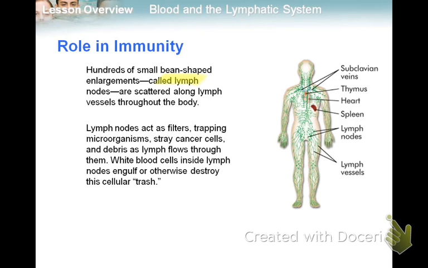Lymph nodes are shaped like beans, and they're scattered along the lymph vessels throughout the body. The ones you might be most familiar with are right under our jawline on either side of our neck. They act as filters. They trap microorganisms, stray cancer cells, and debris as lymph flows through them. White blood cells inside them engulf or otherwise destroy the trash.